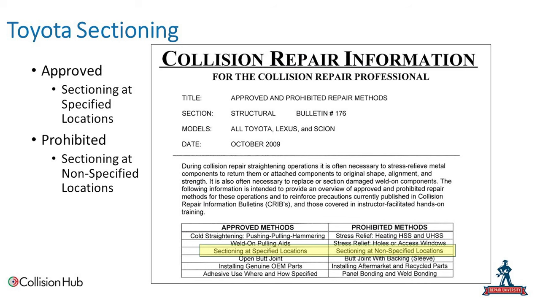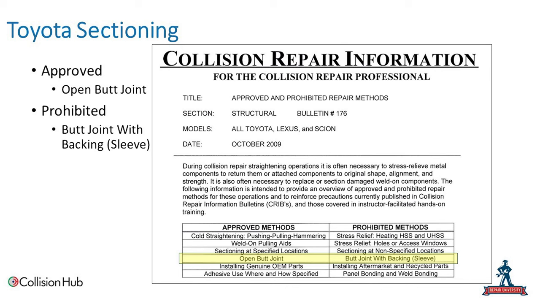Toyota. So Toyota's got some sectioning information as well. In CRIB 176, they note that approved methods include sectioning at specified locations. Now we're talking about approved and prohibited repair methods for structural repairs. We're not talking outer panels. This document refers to structural repairs. The next one we're going to talk about refers to outer panels. So this is for lower rails, rear rails, things of that nature.